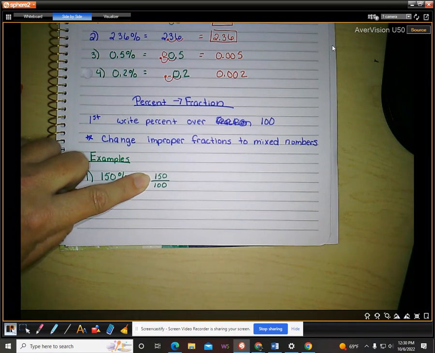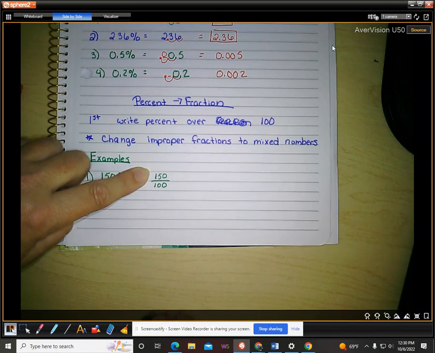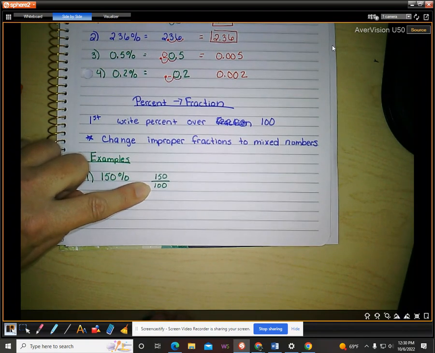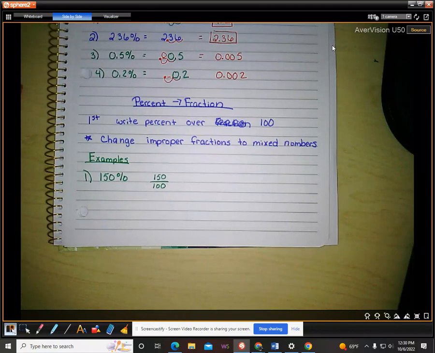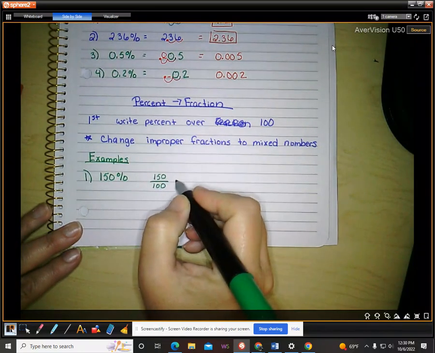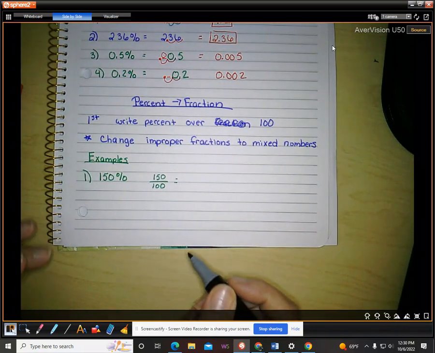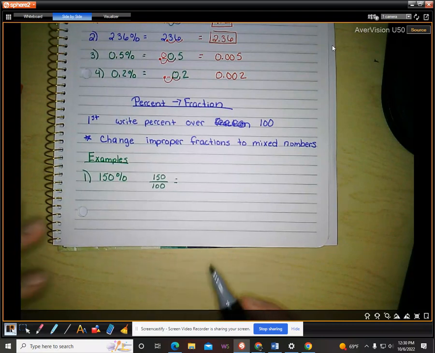Why is it improper? What makes it improper? You covered this in 4th and 5th grade. What makes that fraction improper? Improper means like it's not right. Like there's something wrong with it. James? Perfect. Your numerator is bigger than your denominator. Okay? We can't have that. So we have to change that to a mixed number. A mixed number means there's a mixture of something. There's a whole number and there's a fraction.